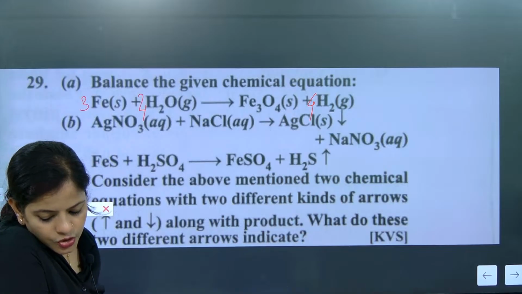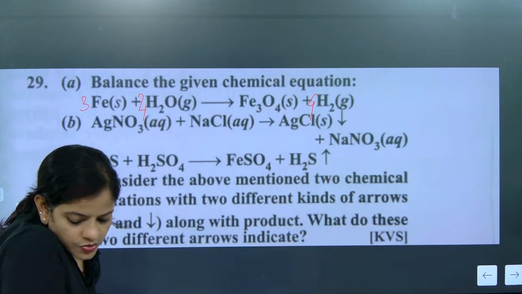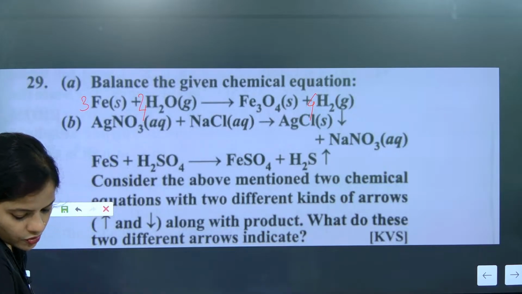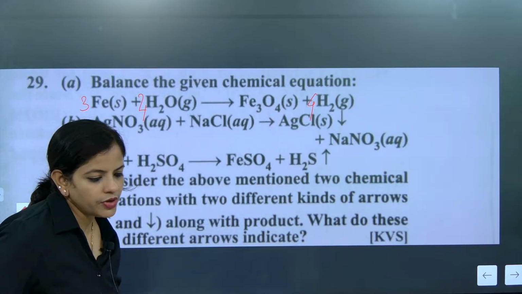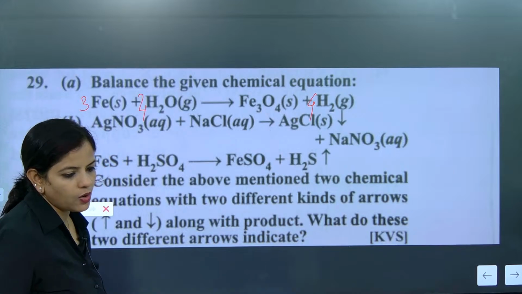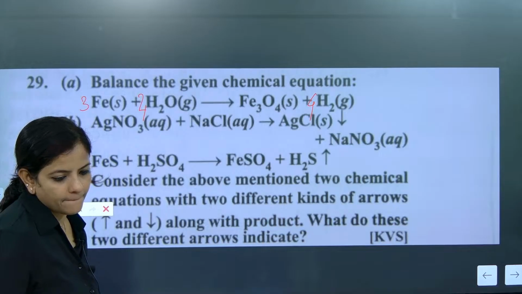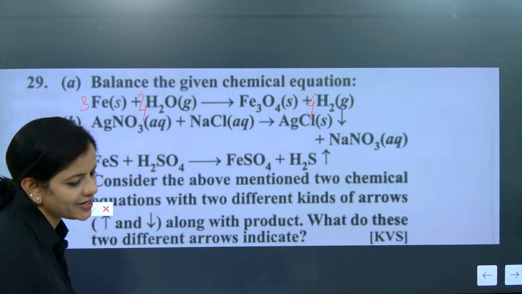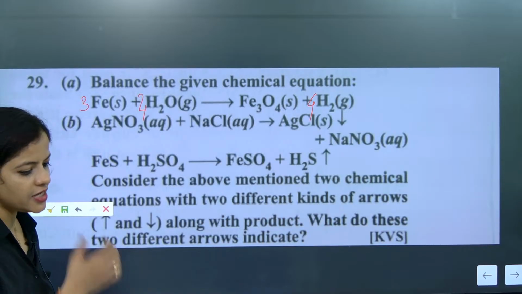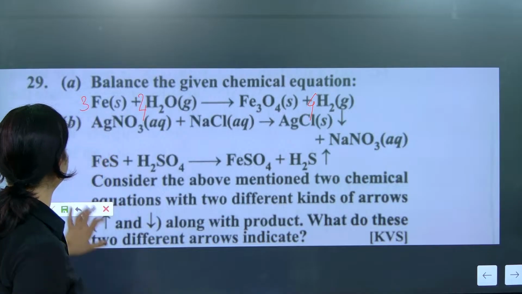Last one: silver nitrate, sodium chloride. Check this one out. Okay, arrow up and arrow down. Liberation of gas. That's it. That's the correct answer. We'll go for the next one.